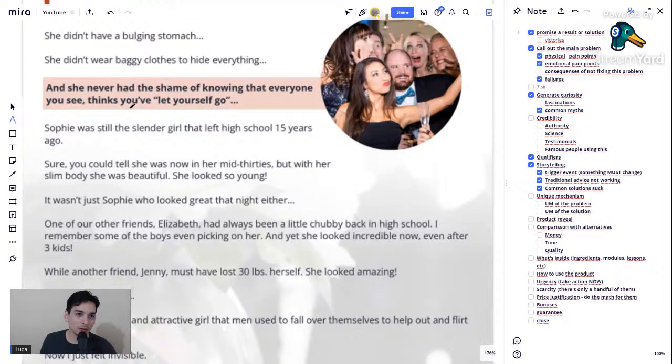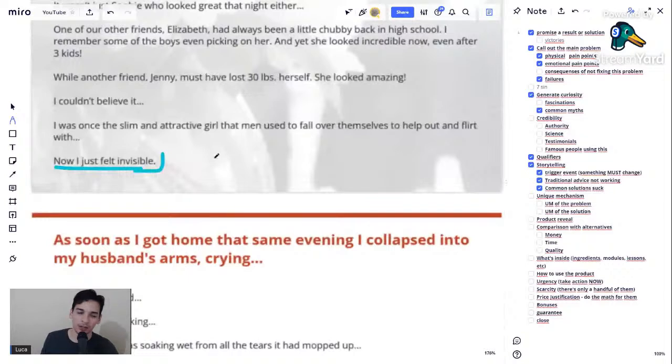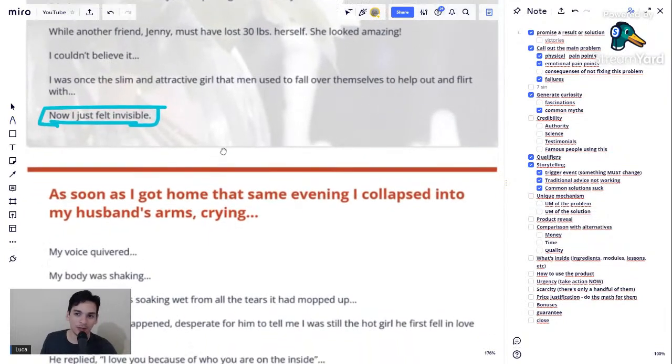Now I just felt invisible, right? I've written some weight loss offers, and when you research the weight loss market, this is something that you find all the time: women, when they are overweight, just feel invisible, like men don't even look at them.